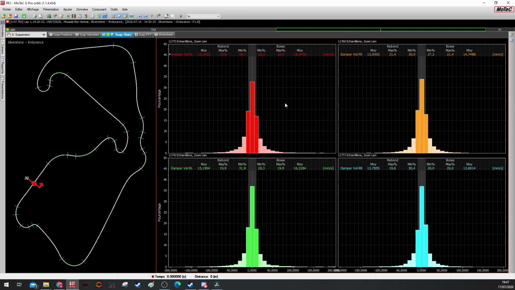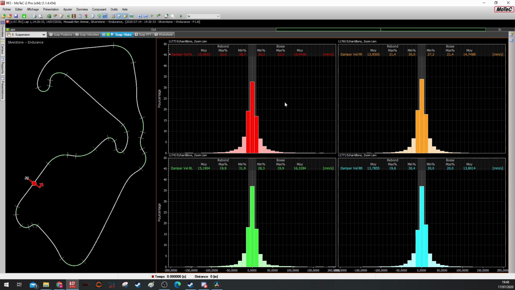I'm here just to share my understanding of the rFactor 2 telemetry and analyzing it using MoTeC. So today's video is about suspension, and suspension is springs, compression, and rebounds. The three elements compose the suspension. So when we talk about suspension, we talk about the whole thing.